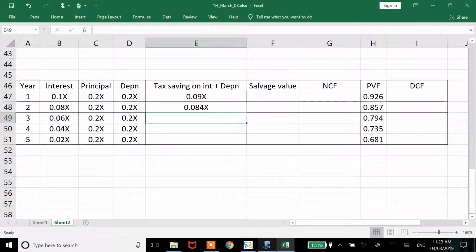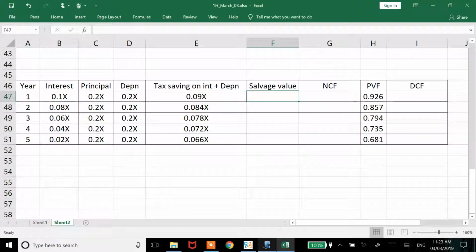0.09x, 0.084x, 0.078x, 0.072x, 0.066x. Interest and depreciation, 30% of interest plus depreciation.